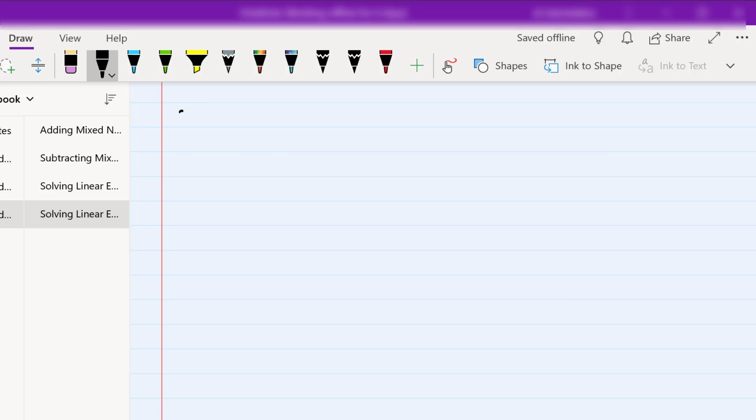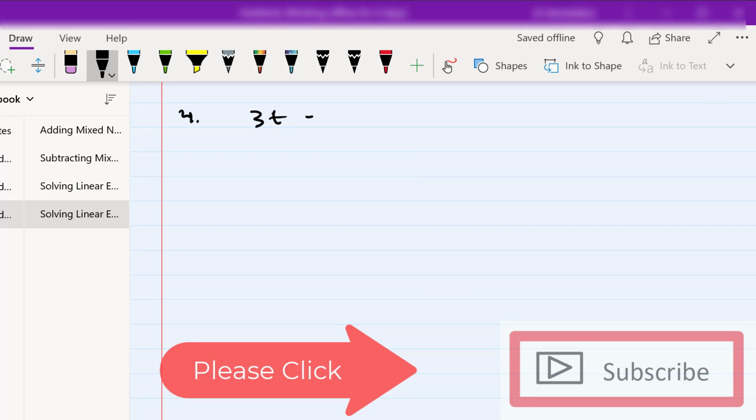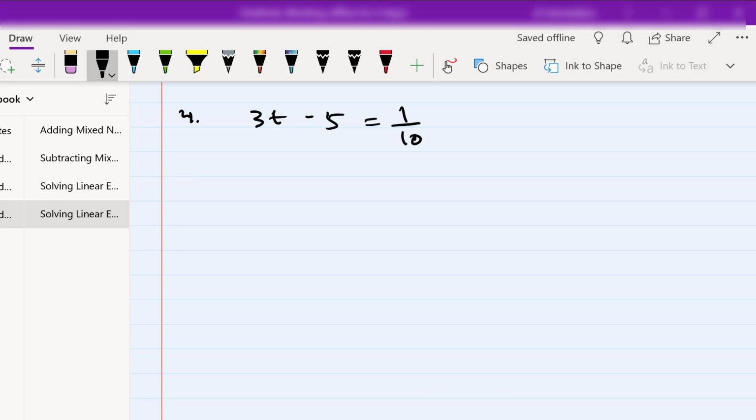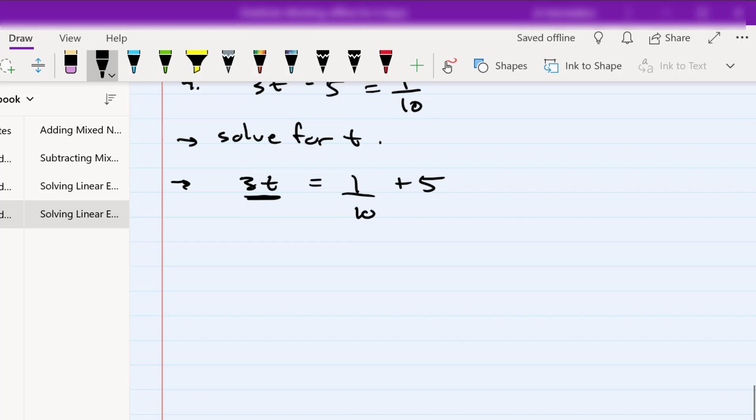Let us look at the next example, number 4. 3t minus 5 equals 1 over 10. And the question is to solve for t. We begin by writing out 3t. We leave t on the left-hand side, and we bring the numbers to the right-hand side, so we'll have 1/10. The minus 5 comes to the right side, that becomes plus 5.